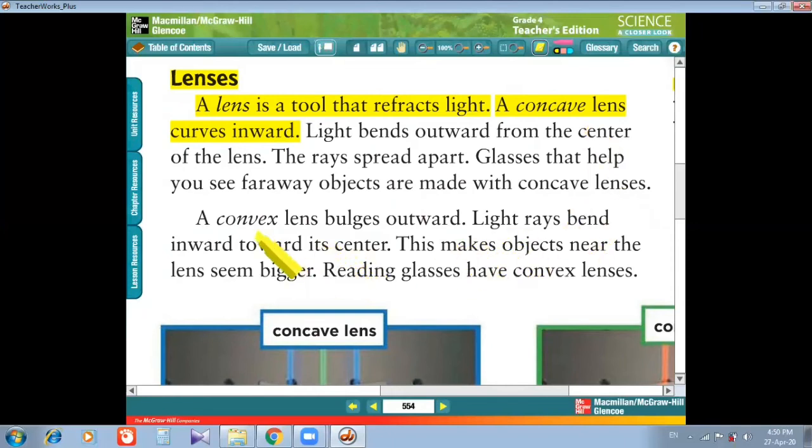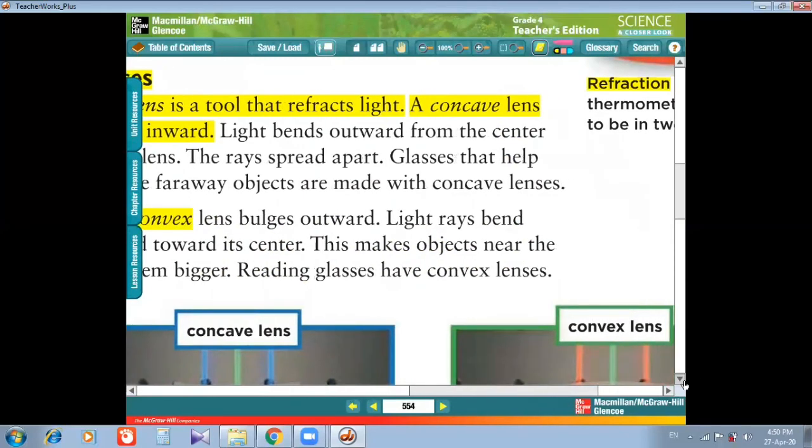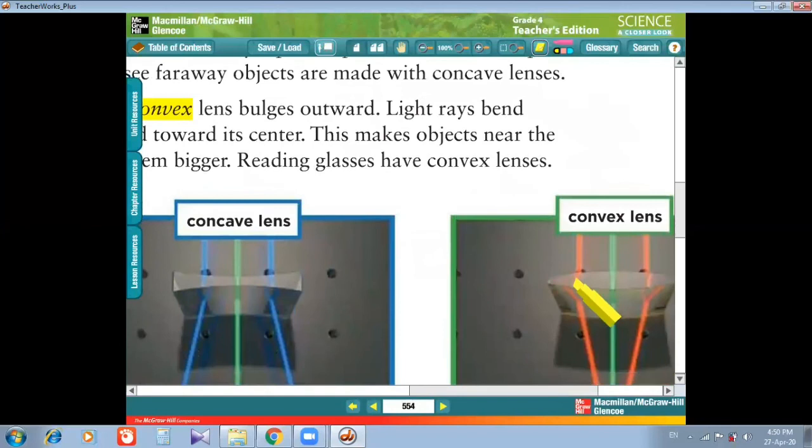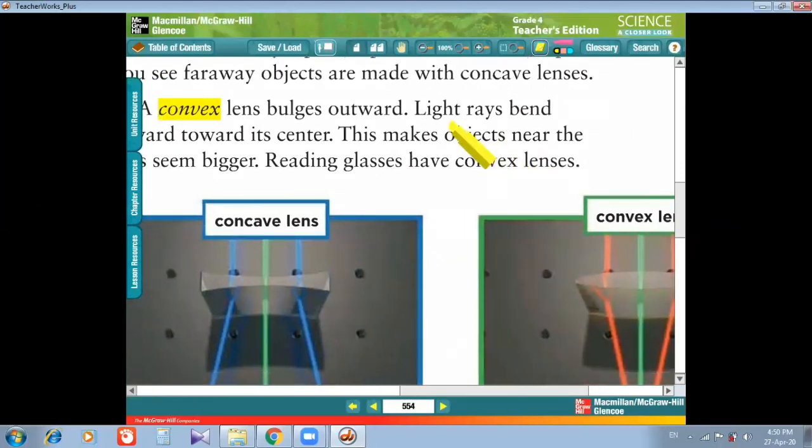The other type of lens we have is the convex lens. A convex lens bulges outward. Here you have a convex lens. See, it is bulging outwards. So what does it do? Light rays bend inwards towards its center. See, the light is coming and then it is merging inwards. See, this one is the red one. It is merging inwards.